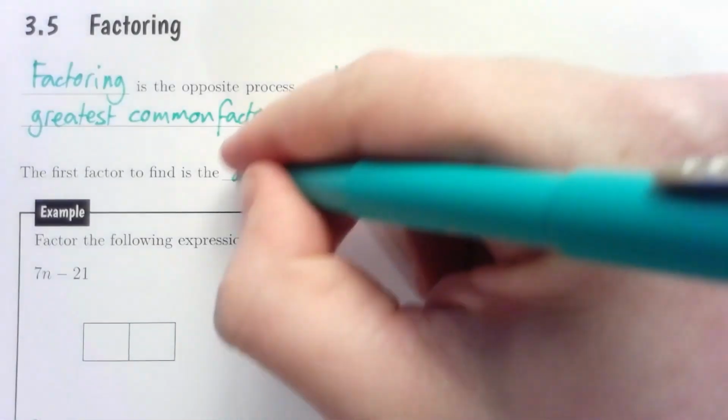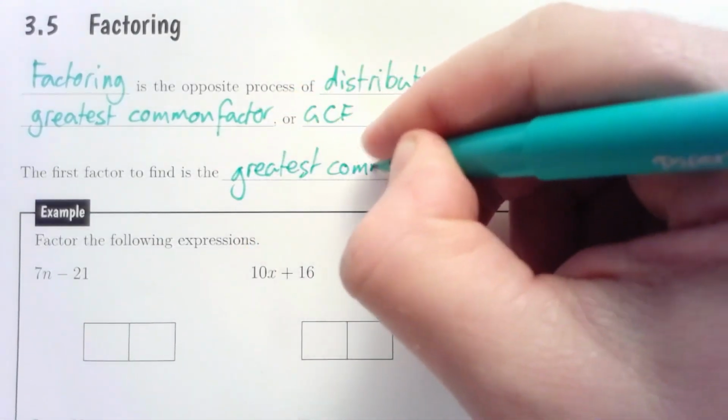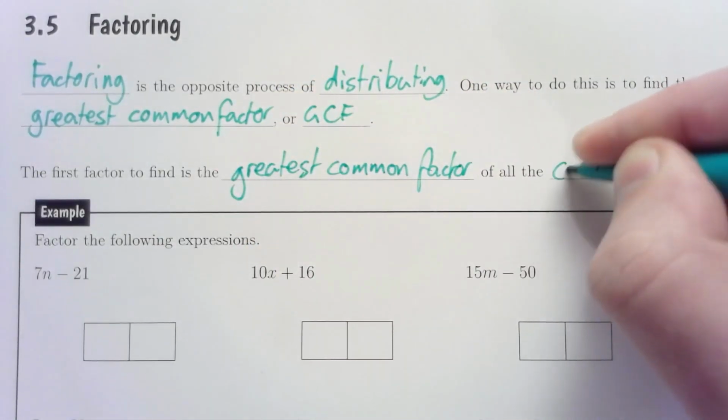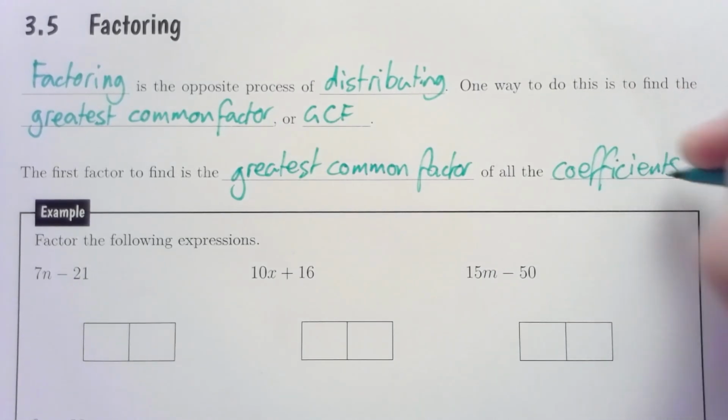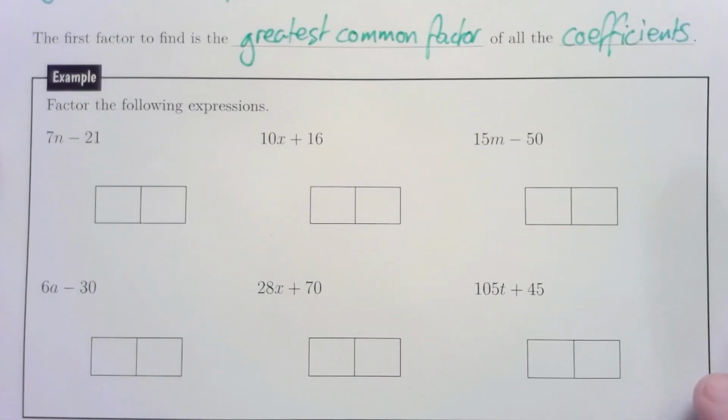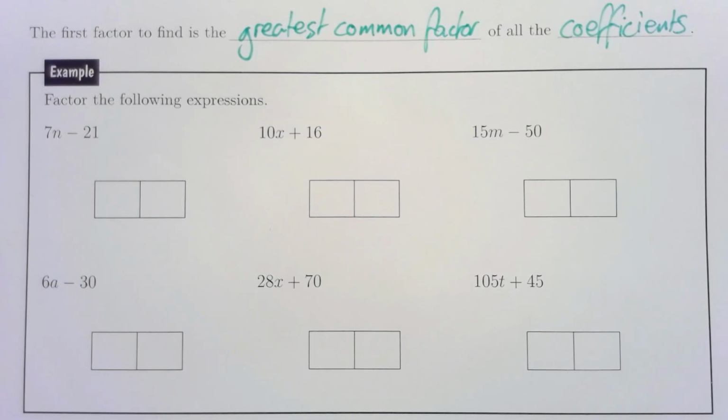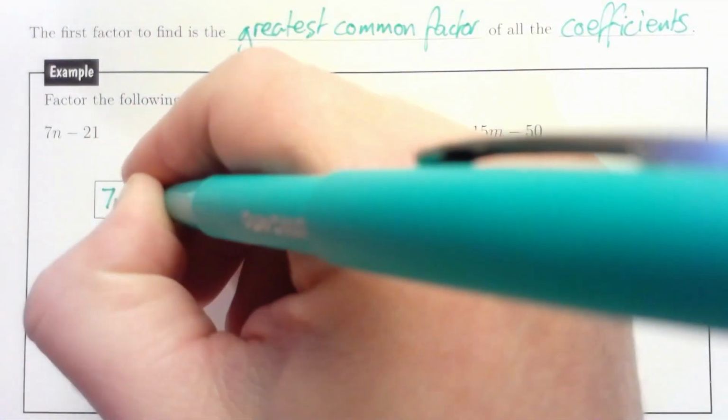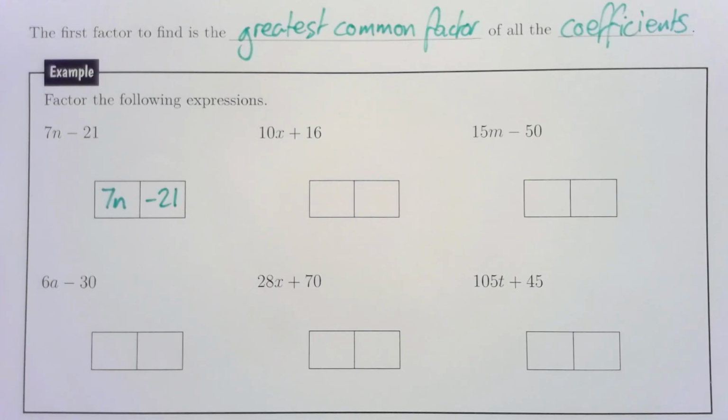The first factor to find is the greatest common factor of all the coefficients. Let's see some examples of this in practice. We have the expression 7n take 21. Now, because factoring is the opposite process of distributing, we can still use the box method. What's different here is that the expression we have now goes inside the box diagram. We're trying to work out what goes on the outside.